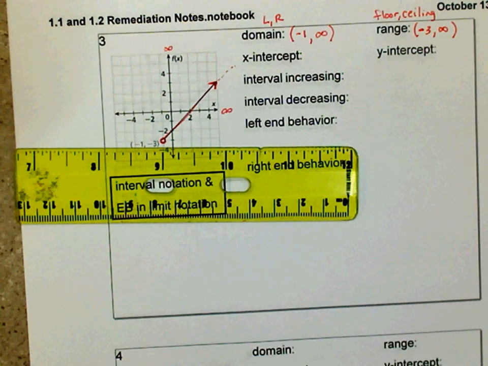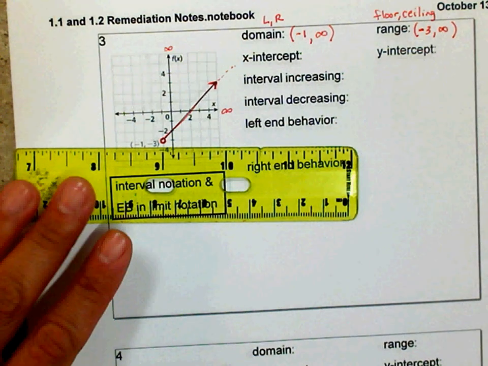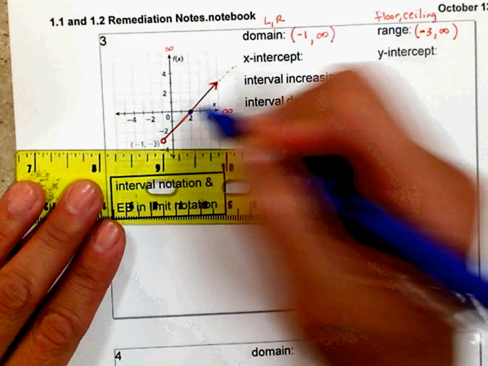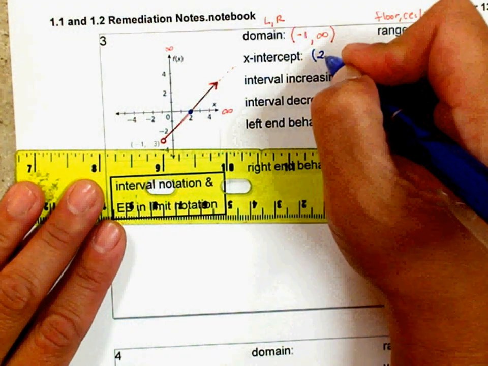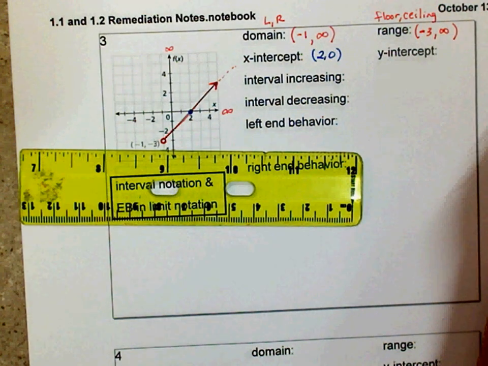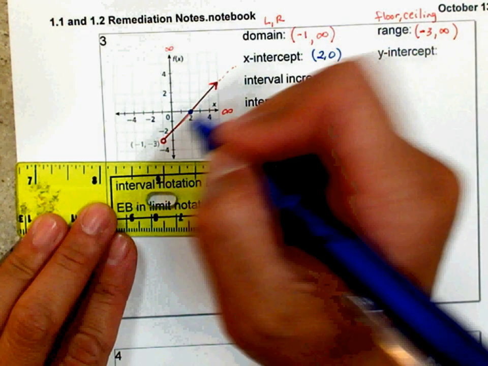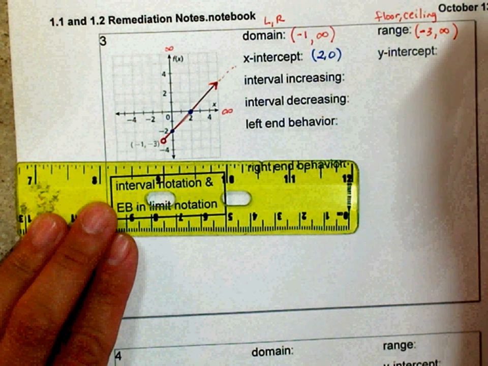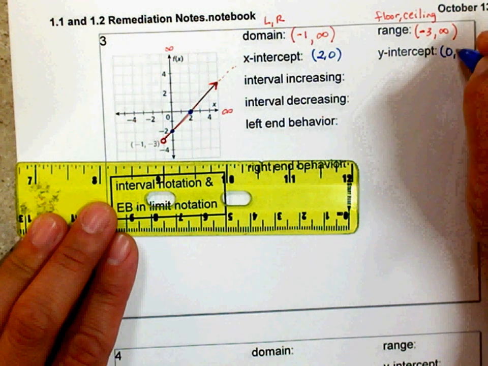X-intercept. I don't have a function, so I'm just going to look. I'm crossing the x-axis at (2, 0). It is a point, and that's the only point where you see it crossing the x-axis. Y-intercept. Right here. Where is it crossing the y-axis? At (0, -2). It is also a point.